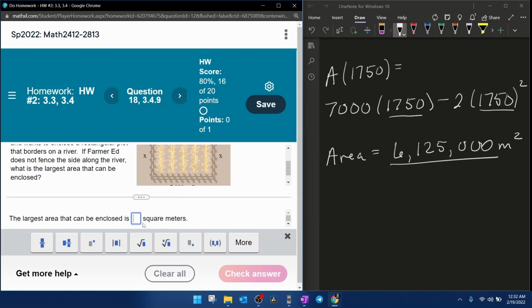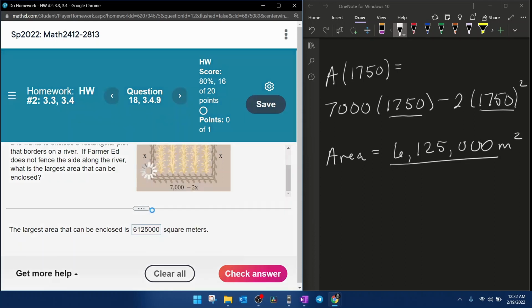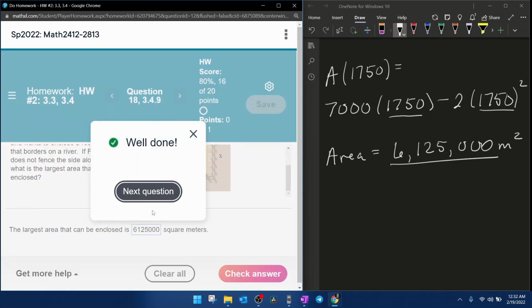And since the units for x were meters, area is going to be square meters, which notice they do mention right here in the problem. It is going to be square meters. Area is always square. Now, when I input this into the box, I don't think the commas are necessary. Just input the value and that should do it.